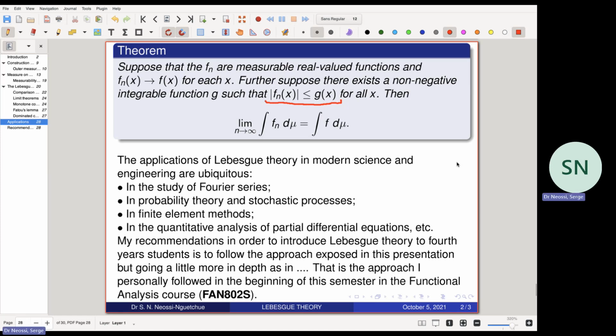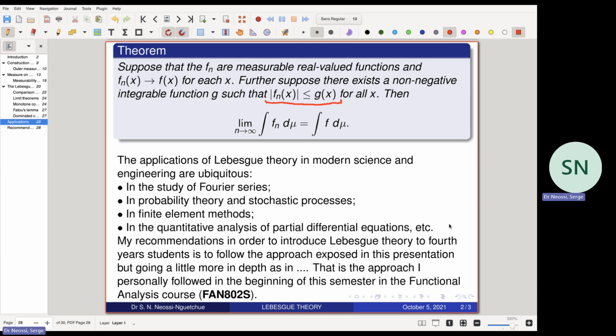Okay, I think we are already at the end of this presentation. We can now talk about the application. The applications of Lebesgue theory in modern science and engineering are ubiquitous. It is used in the study of Fourier series, in probability theory and stochastic processes. It is also used in finite element methods, in the quantitative analysis of partial differential equations, etc.